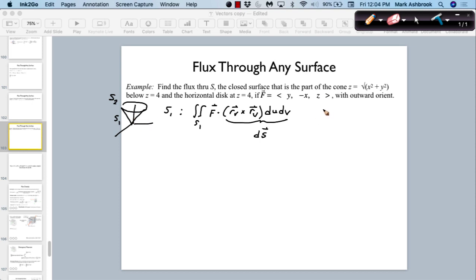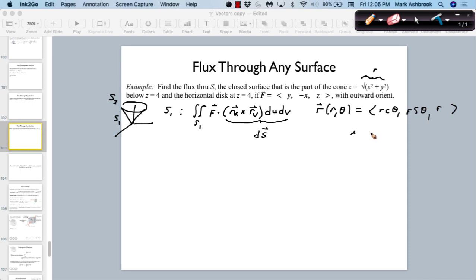So that means we need to parameterize, so r comma theta. We need to get the x, y, and z components in r and theta. So x is r cosine theta, y is r sine theta, and so what is the z coordinate on the cone? R, right? Z is r because z is the square root of x squared plus y squared. And then we've got to do our cross product.